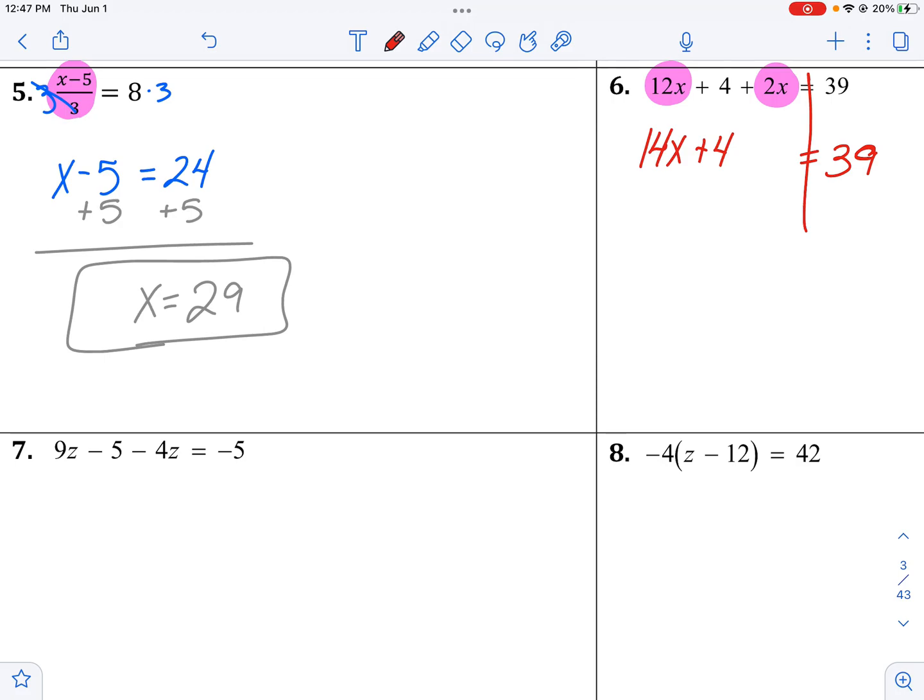So let's finish 6 and 7, and then on 8, I see multiplication, so the first thing I should do is divide away that negative 4. So why don't you pause the video, try 6, 7, and 8, and then come back and check your work when you're ready.